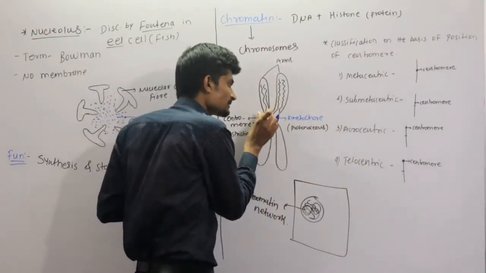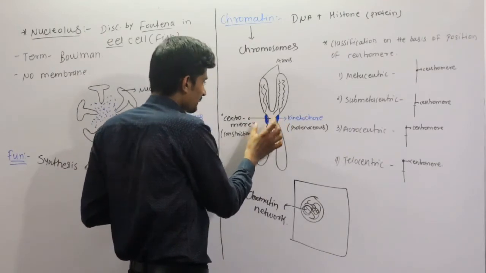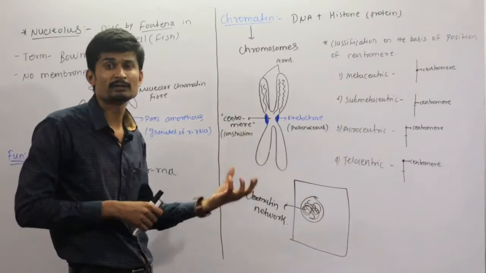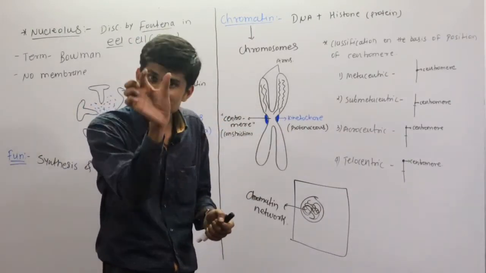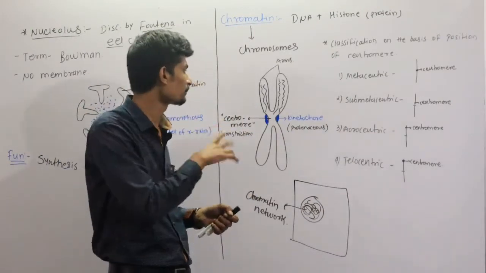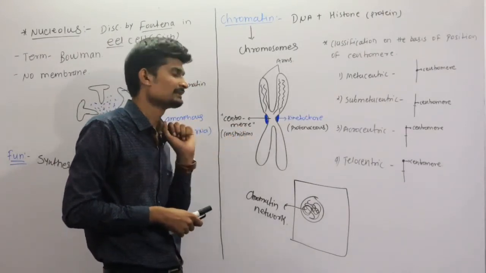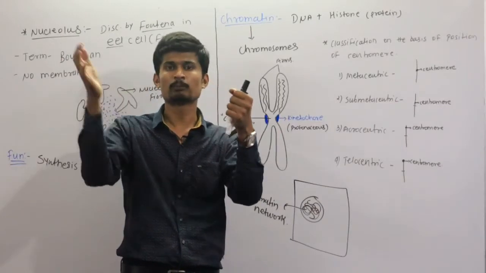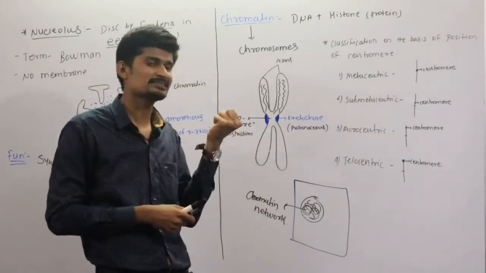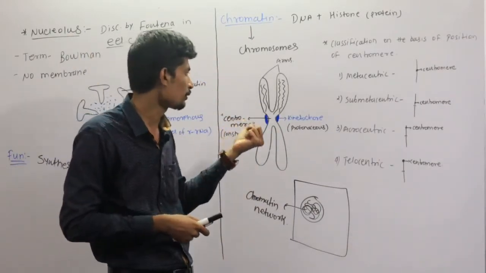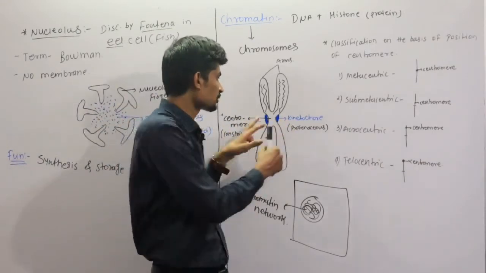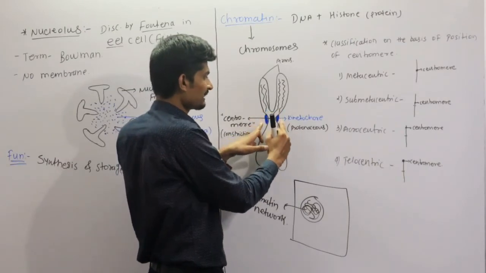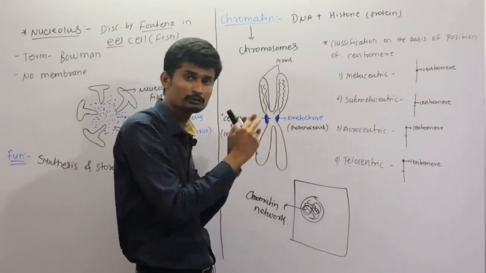Then there is a constriction, that constriction is called the centromere. So what is the centromere? Centromere is nothing but the constriction at the chromosome. And at the centromere, on both sides there is a proteinaceous, disc-like substance, which is called the kinetochore. These blue ones are the kinetochores. These are disc-like structures present on both sides of the centromere.